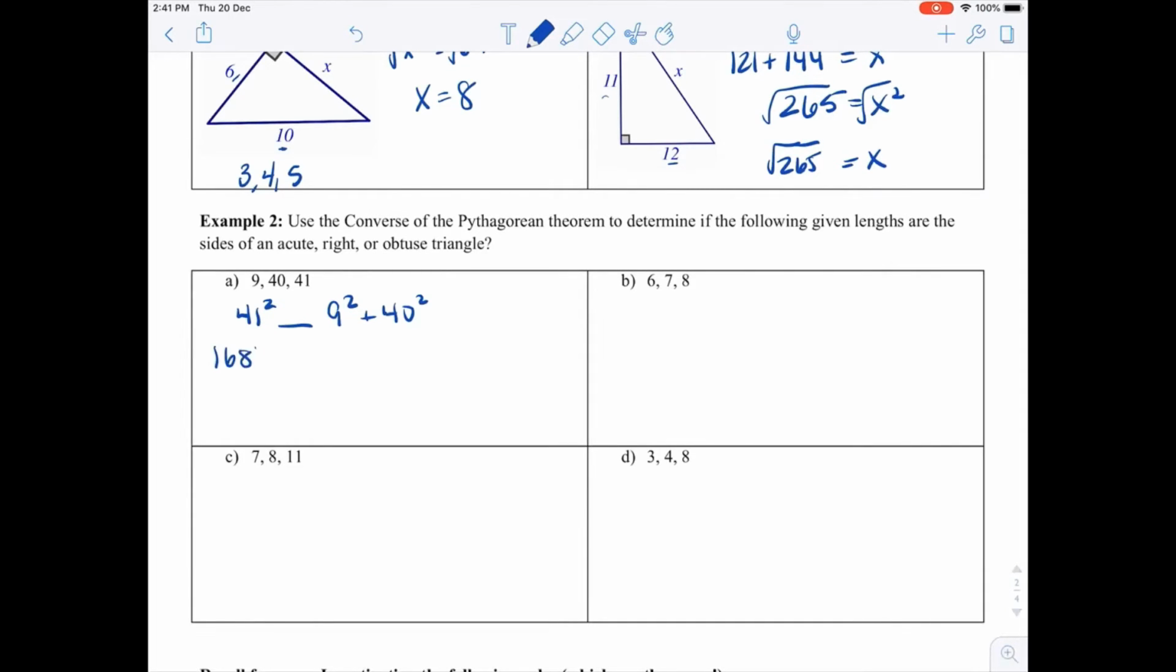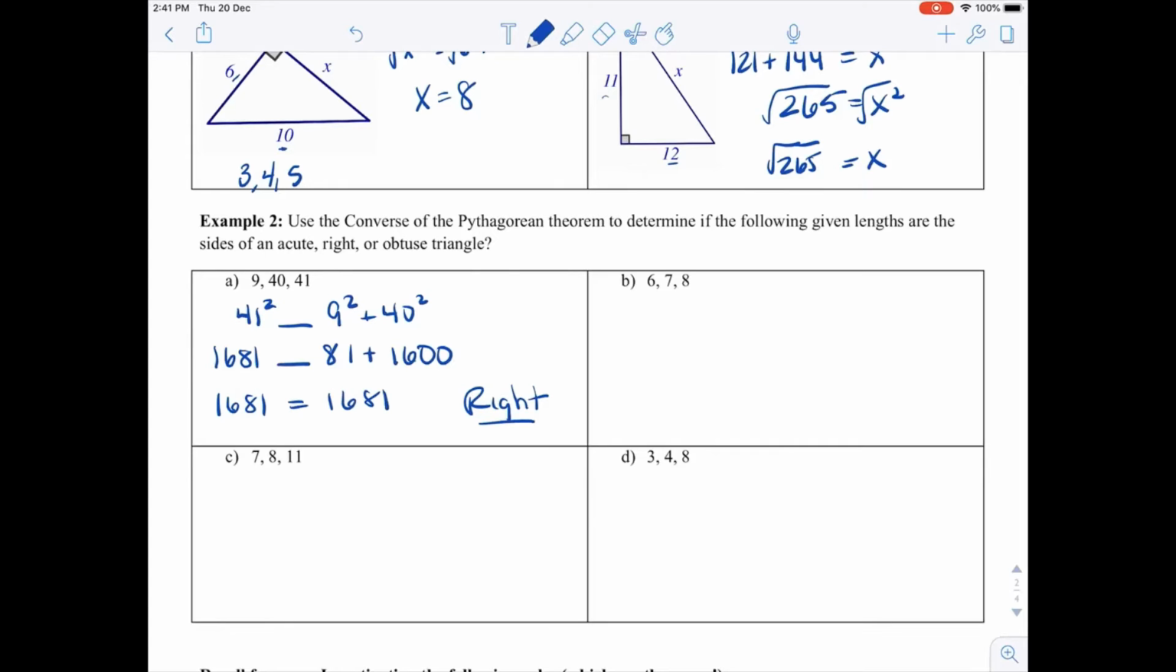So I get 1681, something to 81 plus 1600, and so we get 1681 is equal to 1681. So a squared plus b squared equals c squared, so this must be a right triangle.